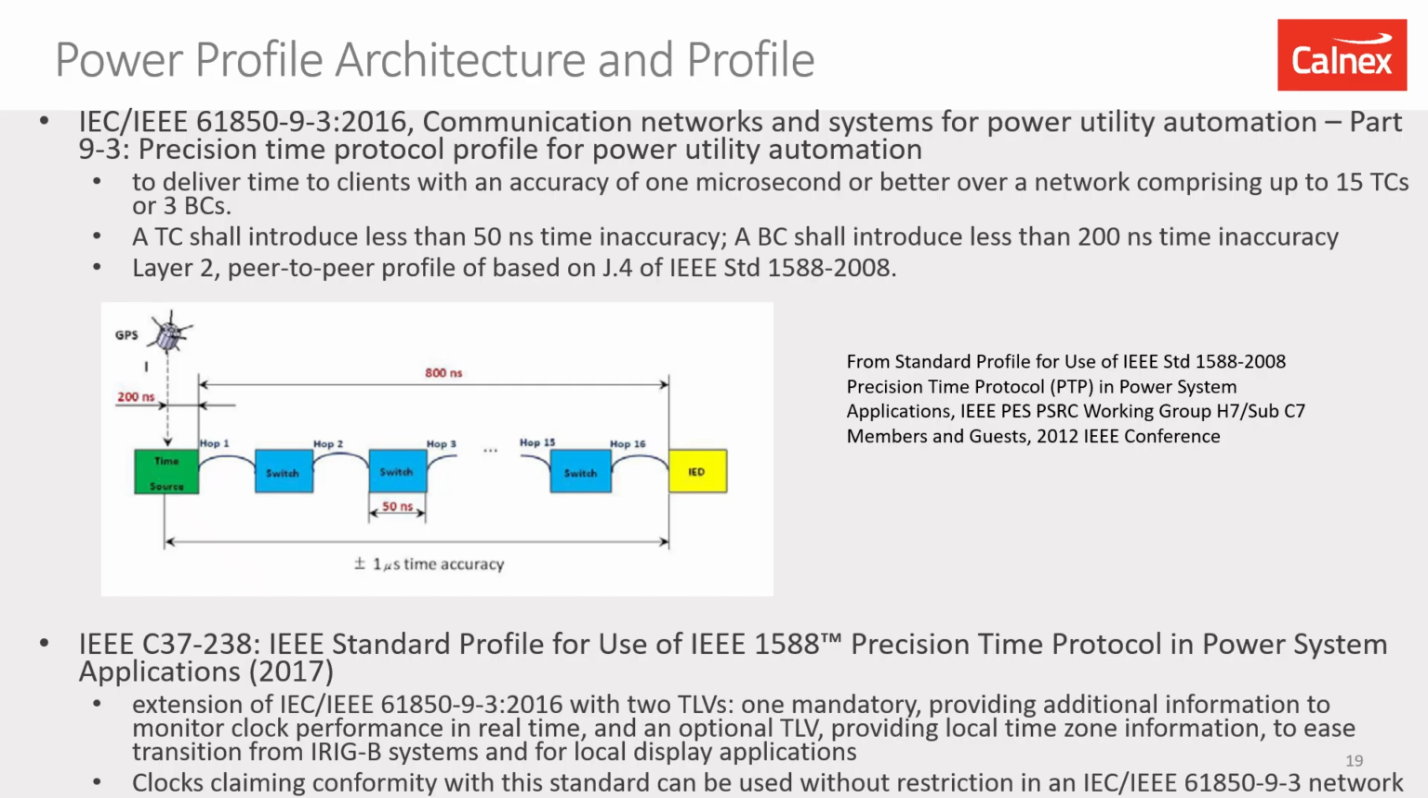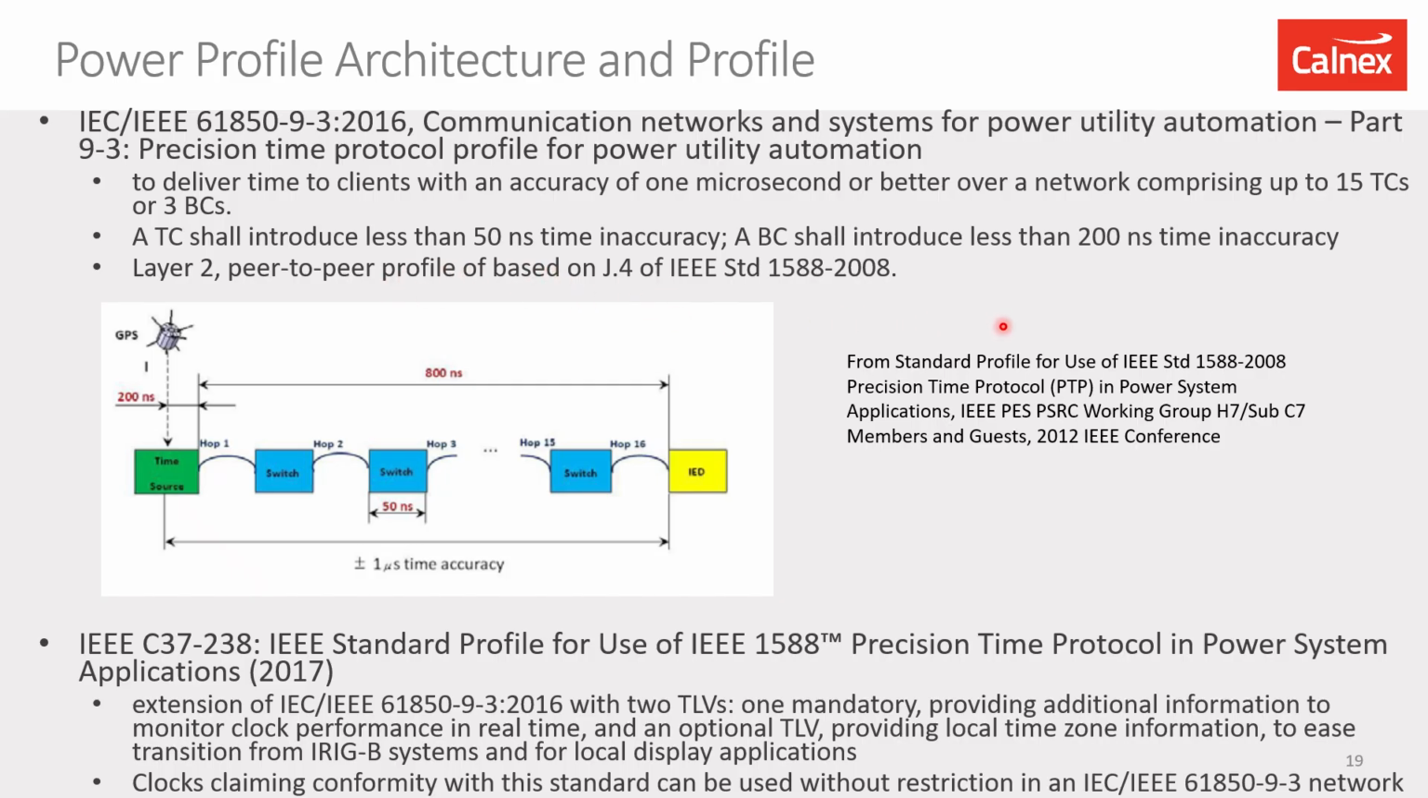For instance, for the power applications, you find profiles in the IEC/IEEE 61850-9-3 that essentially provides similar requirements as we have seen for telecom, with the target of 1 microsecond and with some reference networks, in this case with up to 15 transparent clocks or 3 boundary clocks, also with the requirements for the performance of each clock and so on.